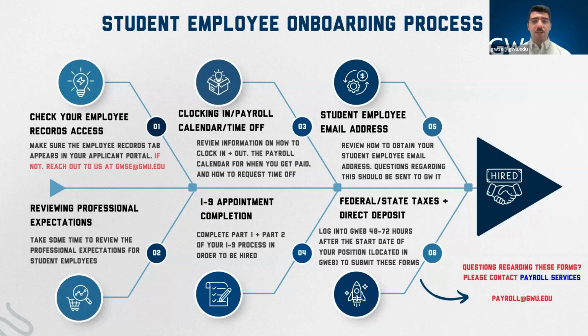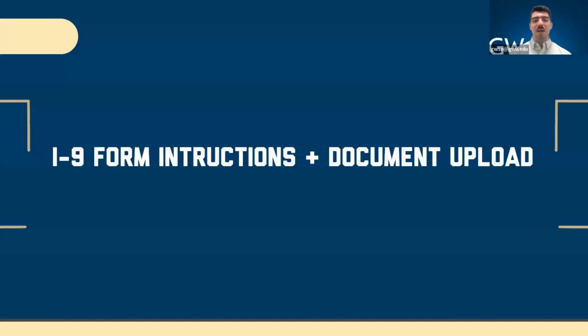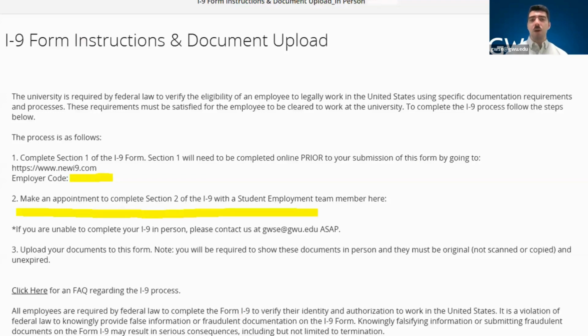And then you should be hired. But like I mentioned, I want to go over the I-9 forms and instructions document upload because this is a huge key important element for your hire to be processed and for you to legally be able to begin working. So when you have access to your onboarding checklist and employee records, one of the tasks, once again, is going to be the I-9 form instructions and document upload.